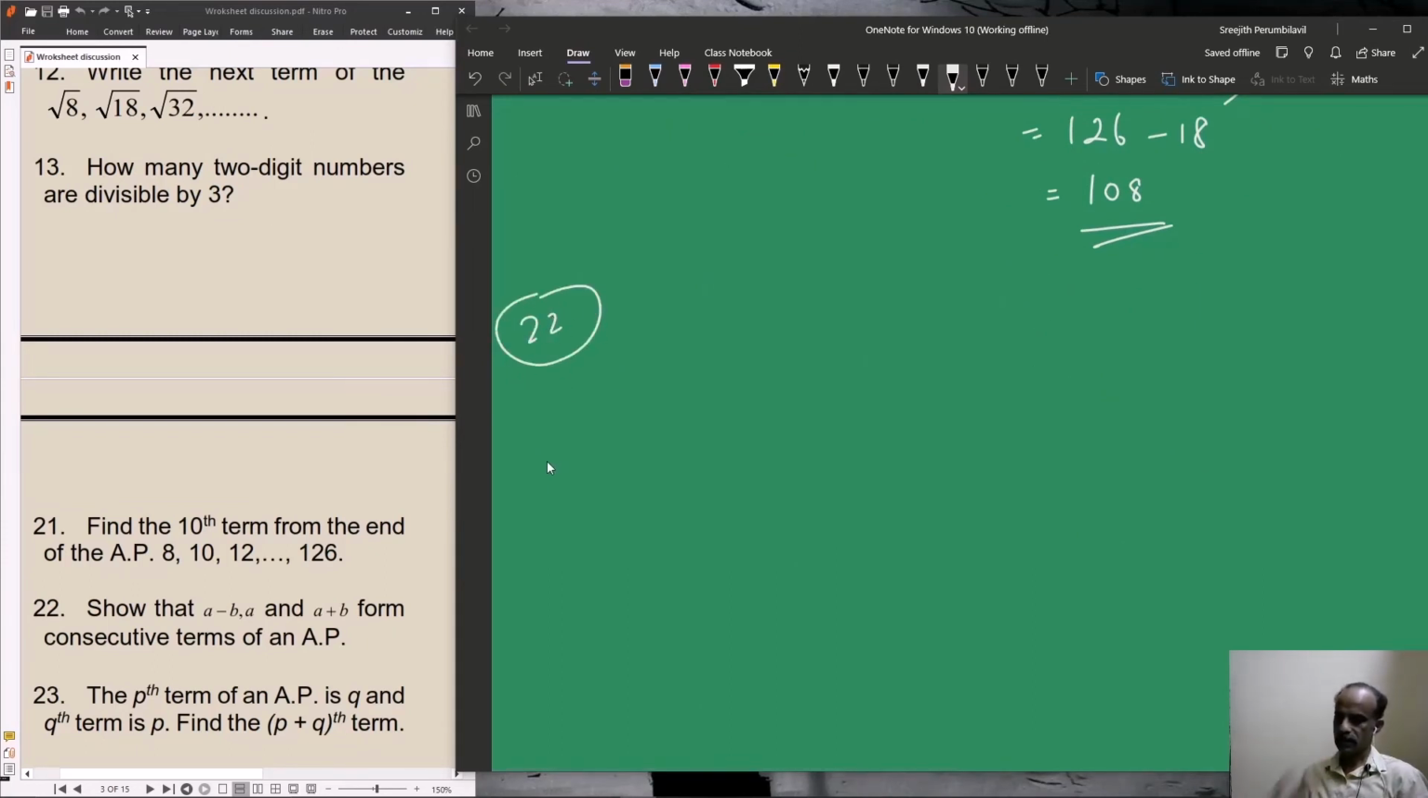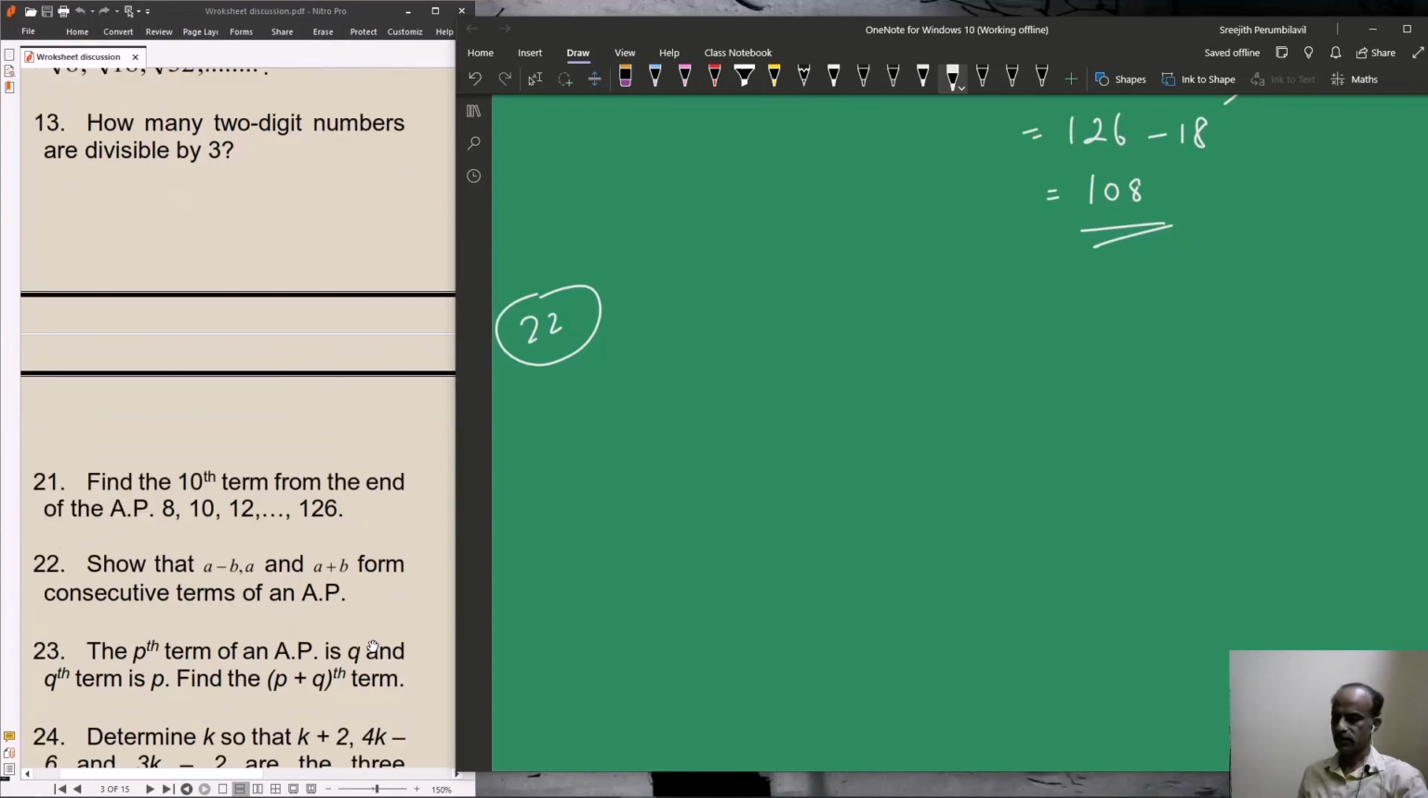Show that A minus B, A and A plus B form consecutive terms of an AP. Show that A minus B, A and A plus B form 3 consecutive terms of an AP. This is a usual type of question. Suppose 3 terms are given, you have to show that they are the 3 consecutive terms of an AP.